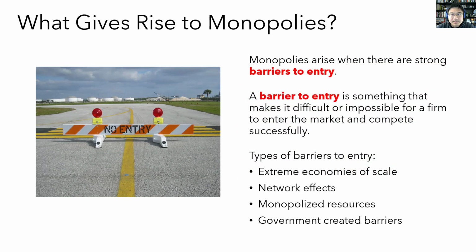So, where do monopolies come from? Why are some markets prone to monopolization, but not others? Well, monopolies arise when there are strong barriers to entry. A barrier to entry is something that makes it difficult, or even impossible, for other firms to enter the market and compete successfully with the dominant firm. The types of barriers to entry include extreme economies of scale, network effects, monopolized resources, or government-created barriers. And we're going to discuss each of these in turn.